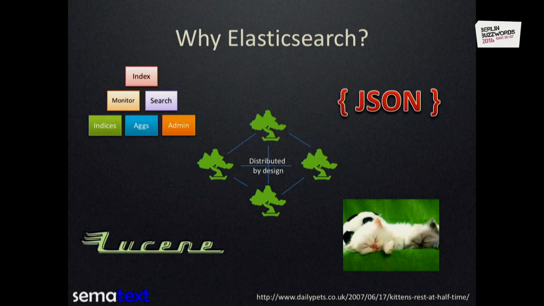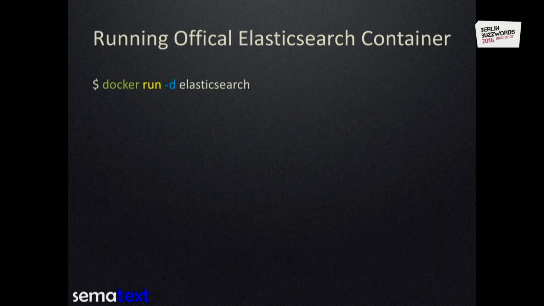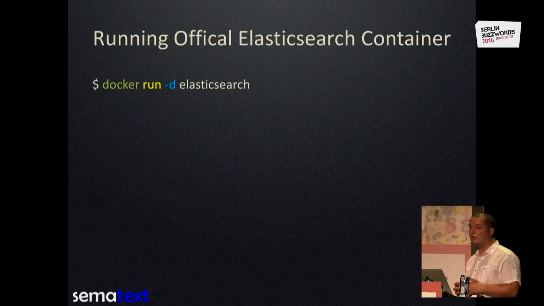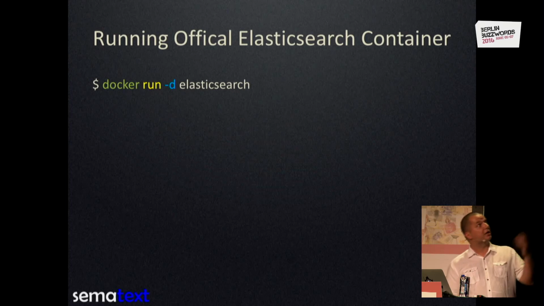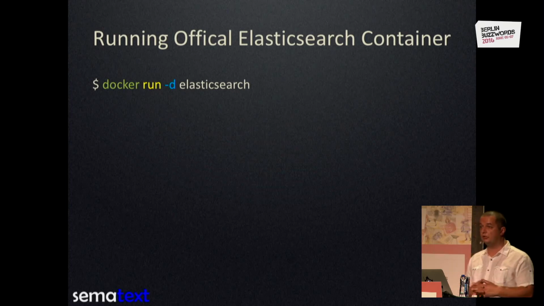Of course, we talk to it with JSON, it responds with JSON, and it has a REST API that's easily usable for us. So now, how to run ElasticSearch on Docker? And again, this is a very straightforward process. We just type docker run -d and specify the name of the container, which in our case is the official ElasticSearch container, and things start.